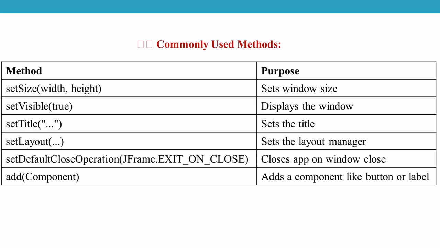Next, the other commonly used methods: first setSize and setVisible, then we also use setTitle to set the title. setLayout is another method, where we first set a null layout. To activate the close button we use setDefaultCloseOperation, and for adding other components to our JFrame we use the add method. So let's discuss creating the first program for JFrame.